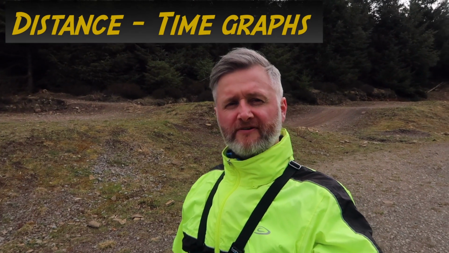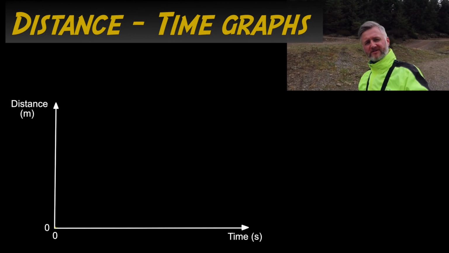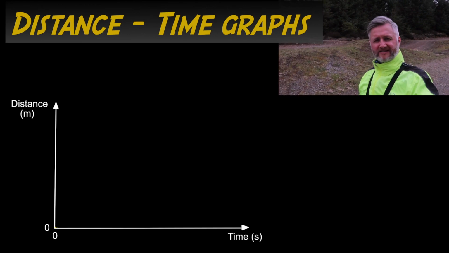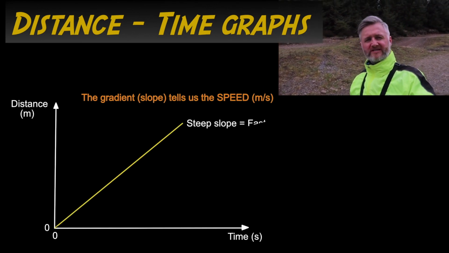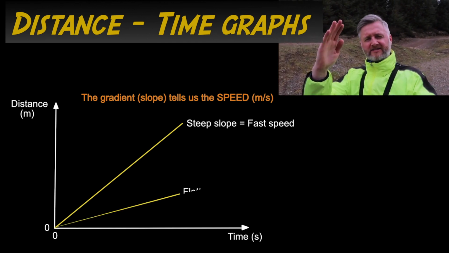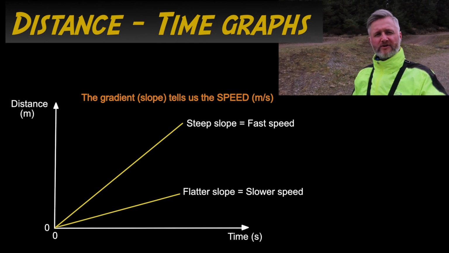So distance time graphs. Distance goes up the side and time goes along the bottom. Distance is measured in meters, time's usually in seconds. The gradient of a distance time graph will tell you the speed. So if you've got a steep slope, that means that you've had a fast speed, and as the slope gets flatter and flatter, that means that your speed was slower and slower.